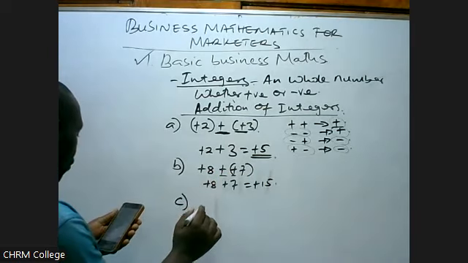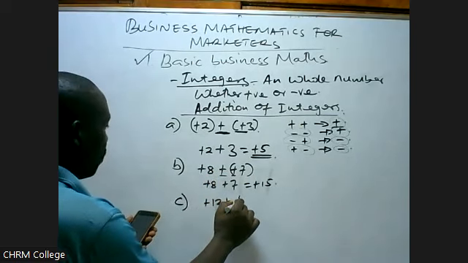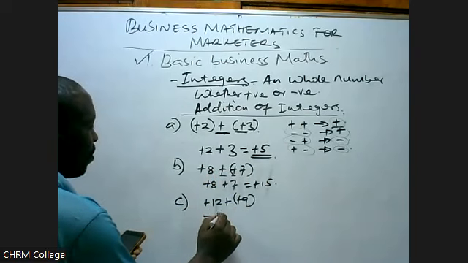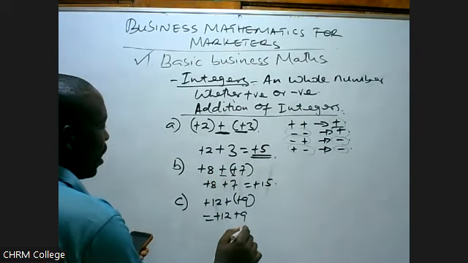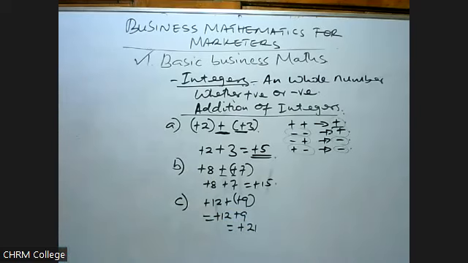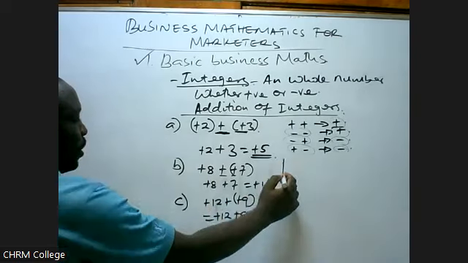C says you have positive 12 plus positive 9. Plus and plus is plus, so this is the same as positive 12 plus 9, which is the same as positive 21. So you reduce these 2 signs into 1, and then you are able to evaluate.